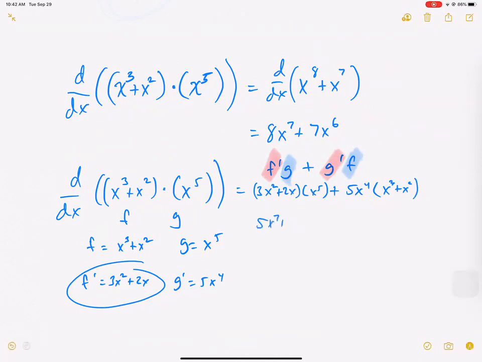5x to the 7 plus 2x to the 6. I think that's right. 5, 6, 7, yeah. Oops, I made a mistake here. That's a 3. And then plus 5x to the 7 plus 5x to the 6. I think that's right. We have like terms. I see x to the 7, 3 and 5 make 8, and 2 and 5 make 7. Oh my gosh, it worked.